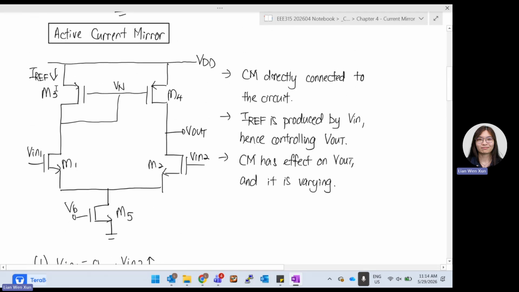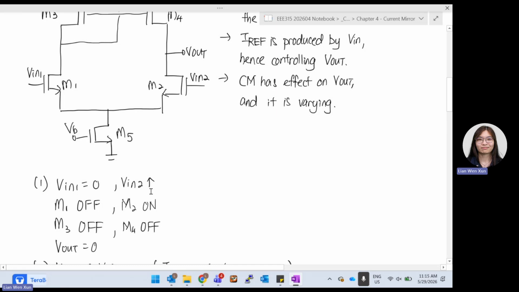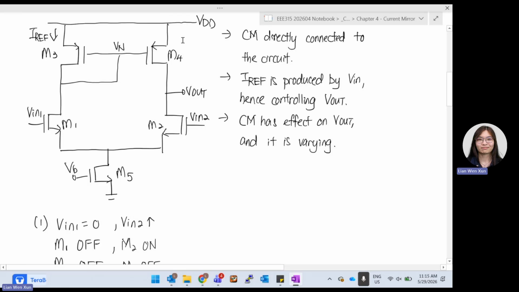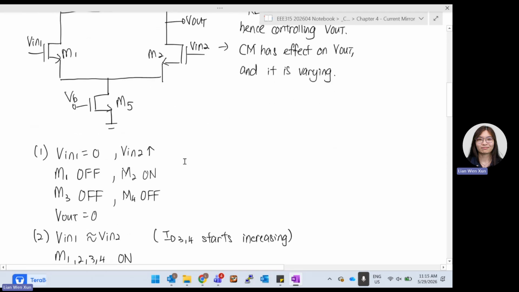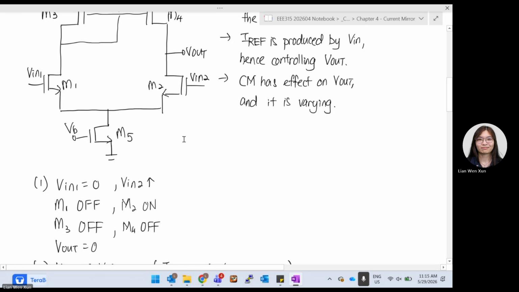If M3 is off, since this is a current mirror, M4 will copy the behavior of M3. So M4 will also turn off. So in this case, you can see when V in 1 is 0, V in 2 has something. M1 turns off, M2 turns on, M3 and M4 are also off. In this case, there's no current flowing over here. So basically, you do not have any V out, because here it is basically an open circuit already. We can say V out is equal to 0 because powering up M2 alone is not useful. That is the first case.